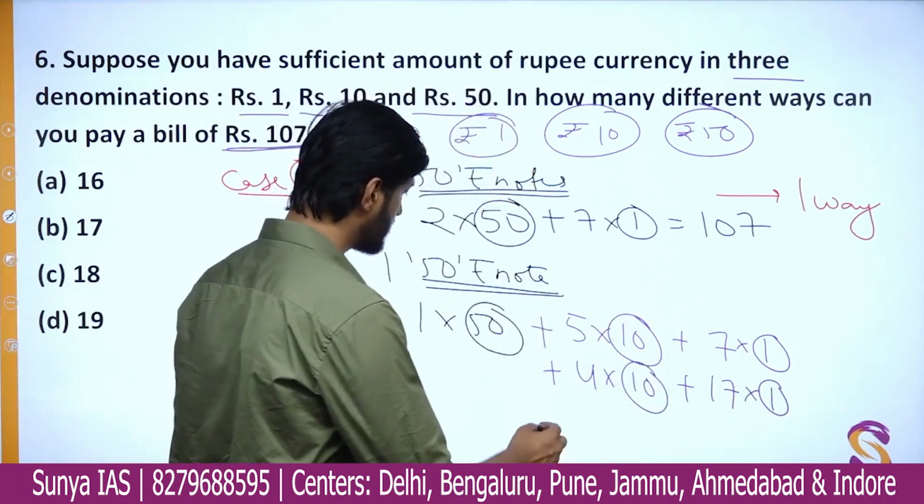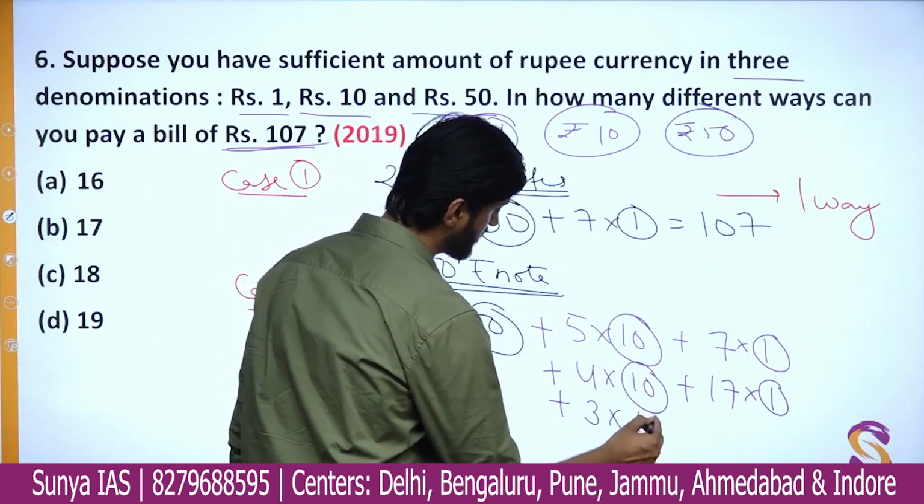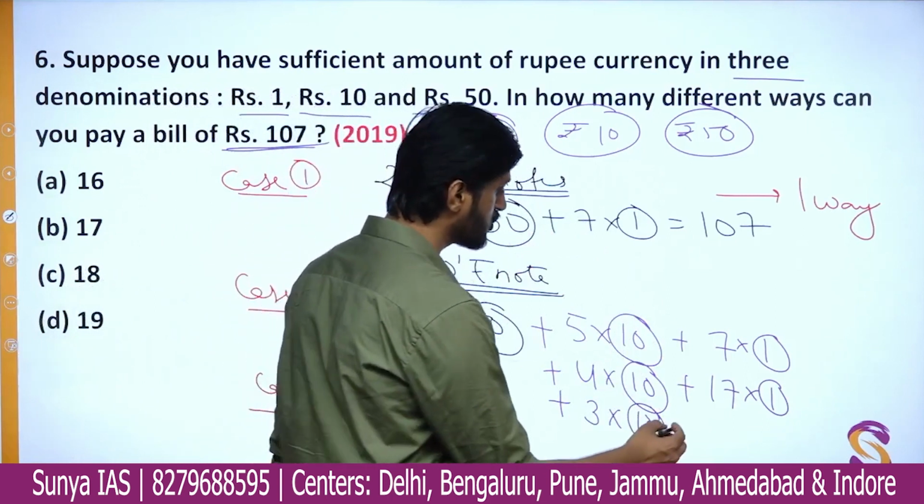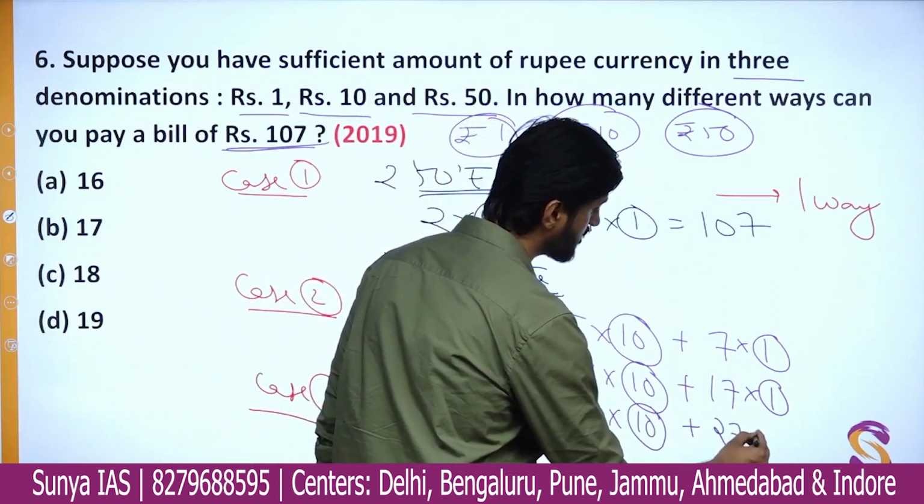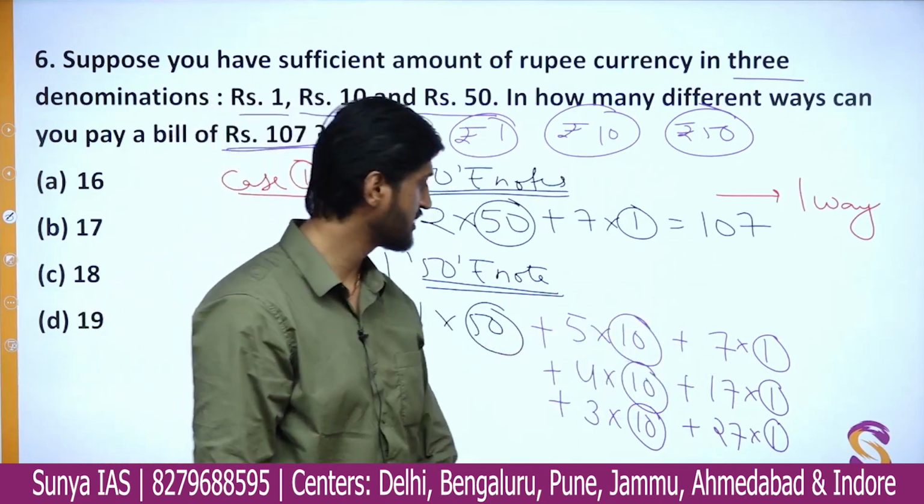Also what you can do is take 3 ten rupee coins and pay the remaining amount. So you will need 27 one rupee coins. Again the sum will come out to be 107.